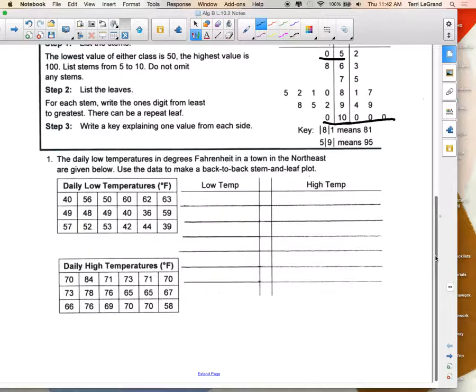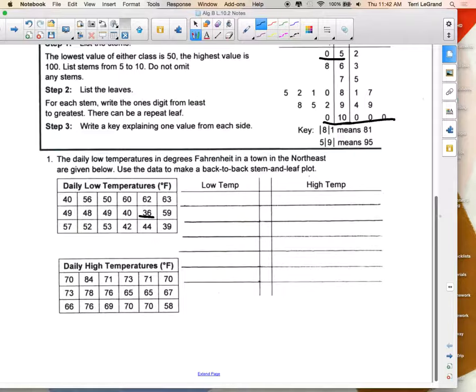When we are doing this, the first thing we're always going to do is, with each data set, determine the lowest number in each data set. So what's the lowest number in the daily low temperatures? 36. I don't see a 36. It's right there. Okay, let's underline it.